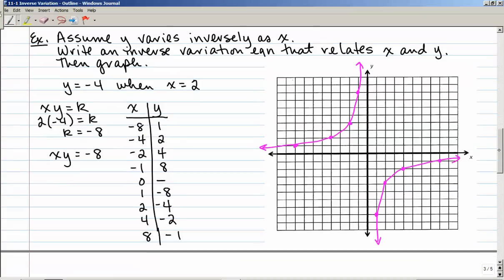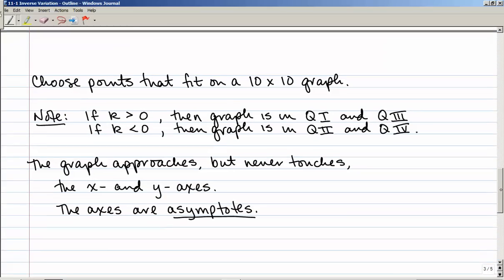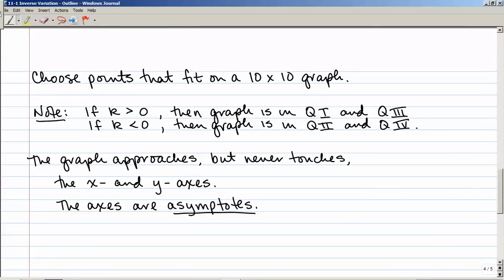Okay, so there's a little more information about what the graph is going to look like. Be sure that you choose points that are going to fit on a 10 by 10 graph, and don't choose decimals or fractions if you don't have to. Notice that if your constant of variation k is greater than 0, that is, if it's a positive number, your graph is going to be in the first and the third quadrants. If k is a negative number, then the graph is going to be in the second and fourth quadrants.